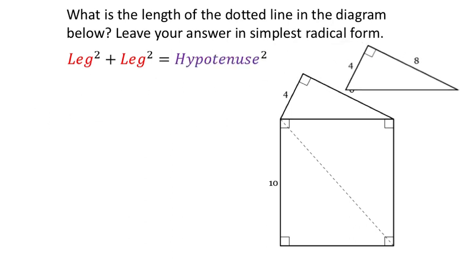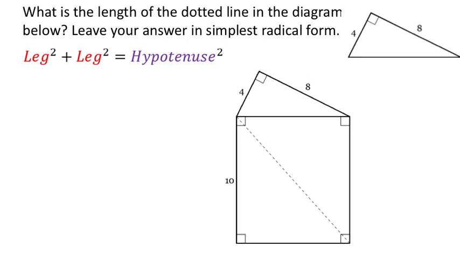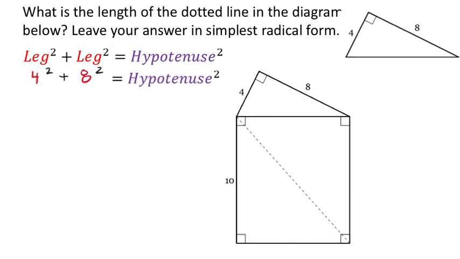So we've got this triangle here. My first leg is 4, and then the second leg is 8. We are solving for the hypotenuse. So that would be 4 squared plus 8 squared equals the hypotenuse squared. If you want to evaluate each part, 4 to the power of 2 is 16, and 8 to the power of 2 is 64. When we add these together, we get the hypotenuse squared.